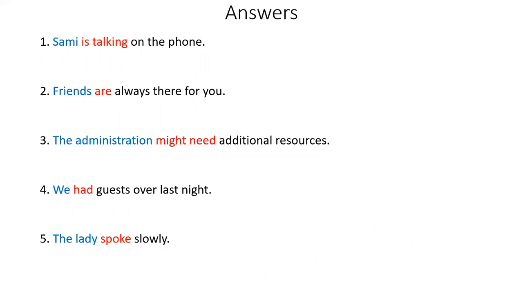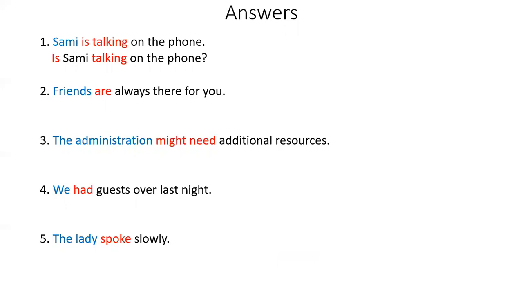So, Sami is talking on the phone. Sami is the subject. Is talking is the verb. Here it's easy. I have a helping verb, is. Is is the helping verb. So I just move the helping verb before Sami and I have the answer. Is Sami talking on the phone?